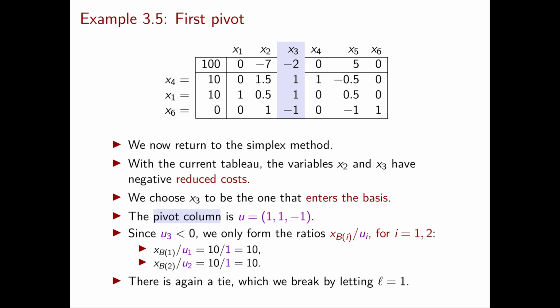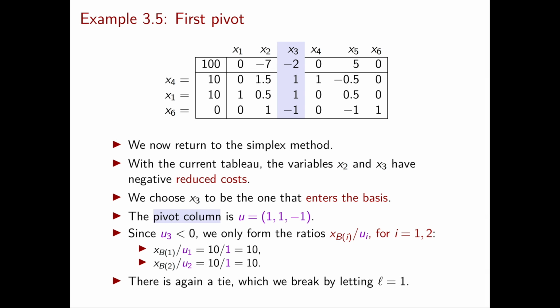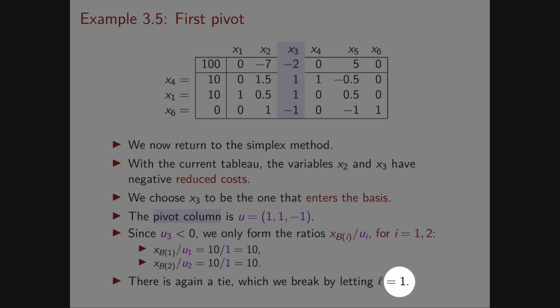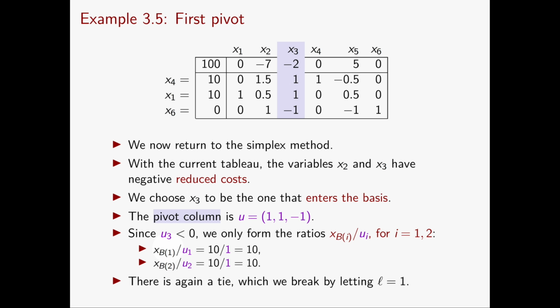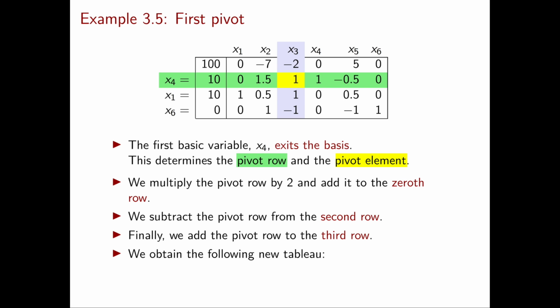and the vector u is (1, 1, -1). We now have to look at the ratios xBi over ui, and we only have to do it for i = 1 and 2 since u3 is negative. The ratios are 10 divided by 1 and 10 divided by 1. So they are both 10, and our pivoting rule will tell us which variable exits the basis among these two. Being your pivoting rule, I tell you that we should let l = 1 so that xB1 leaves the basis. So x4 leaves the basis, and this determines the pivot row and also the pivot element.